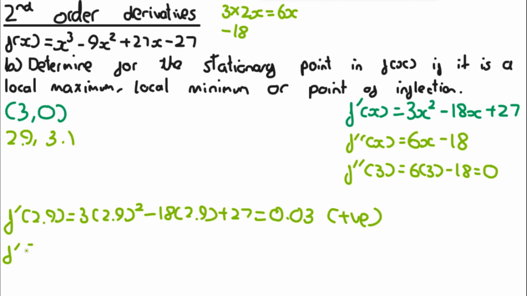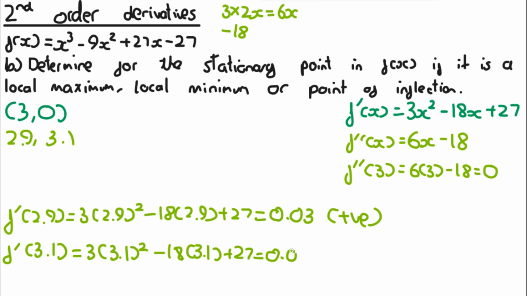And f'(3.1) is equal to 3 times 3.1 squared minus 18 times 3.1 plus 27, and if you put that into your calculator, that is also equal to 0.03, which is also a positive number, so therefore it is a point of inflection. It's a point of inflection because it's positive on both sides of the gradient. So (3, 0) is a point of inflection.